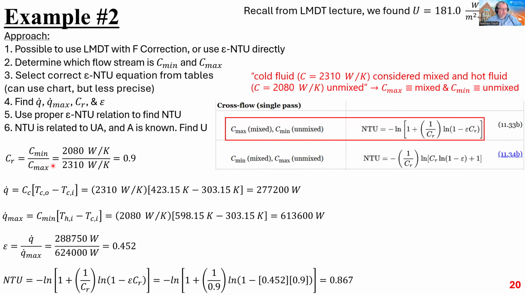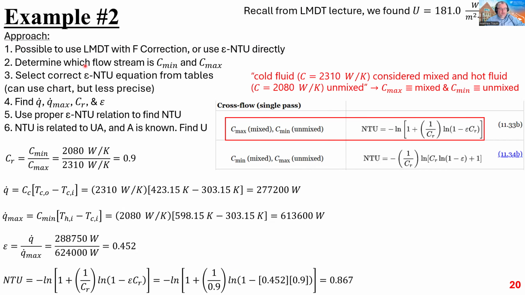Okay, so here's what we're going to do. As mentioned, it is possible to use LMTD with F correction. We did that before, or to use Effectiveness-NTU. We're going to use Effectiveness-NTU this time just to prove to you that it's the same solution.